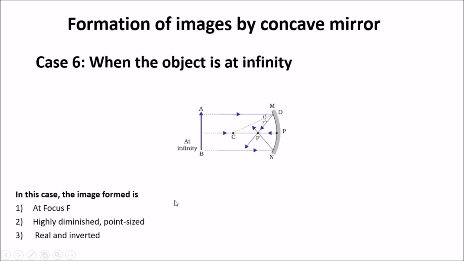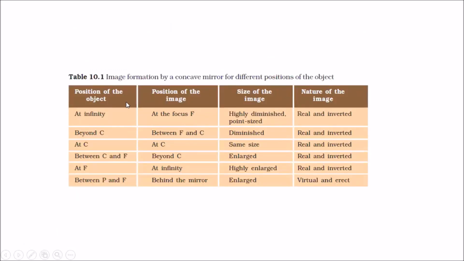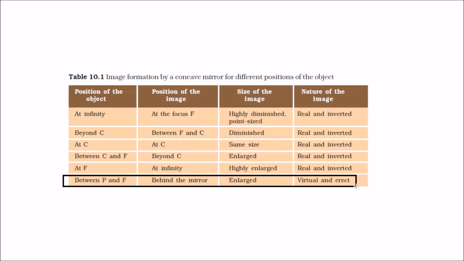Now, if you see your textbook, the cases are given in the reverse order, but what we have discussed is from start to infinity. It's always good to go from start 0 to infinity rather than from infinity to 0. So you can see these are the 6 situations. If you observe, out of these 6 situations, when we say between P and F, this is the only situation when we get the image by concave mirror which is virtual, erect, and enlarged.